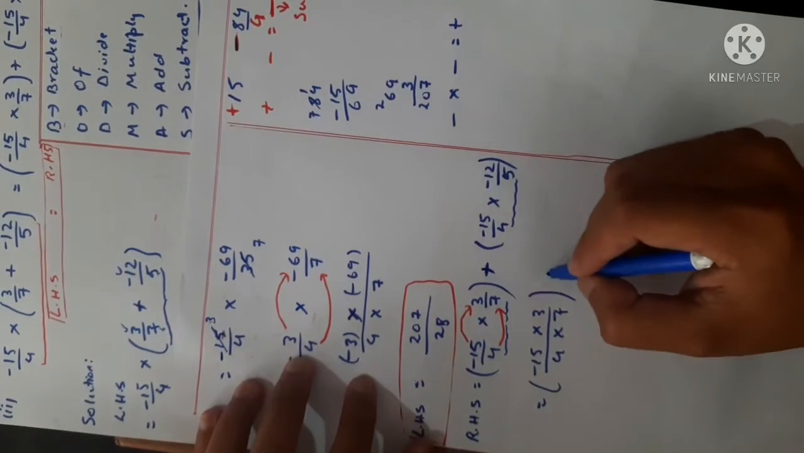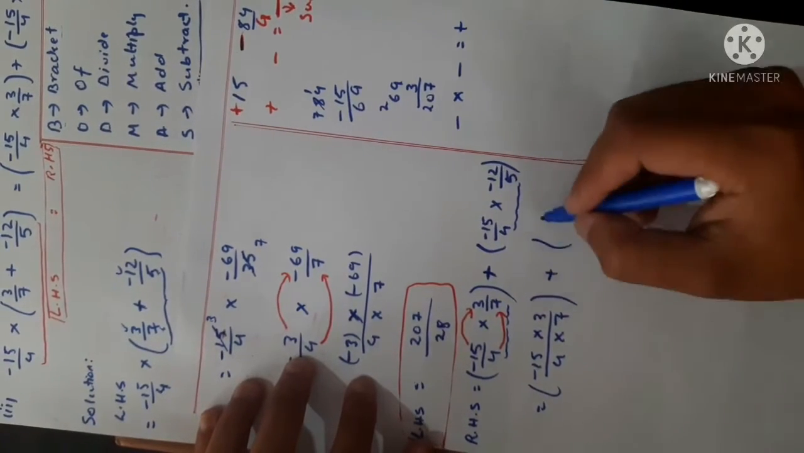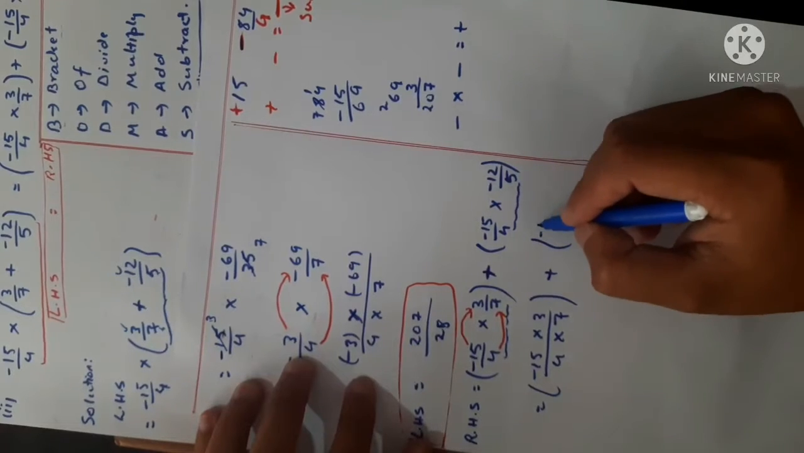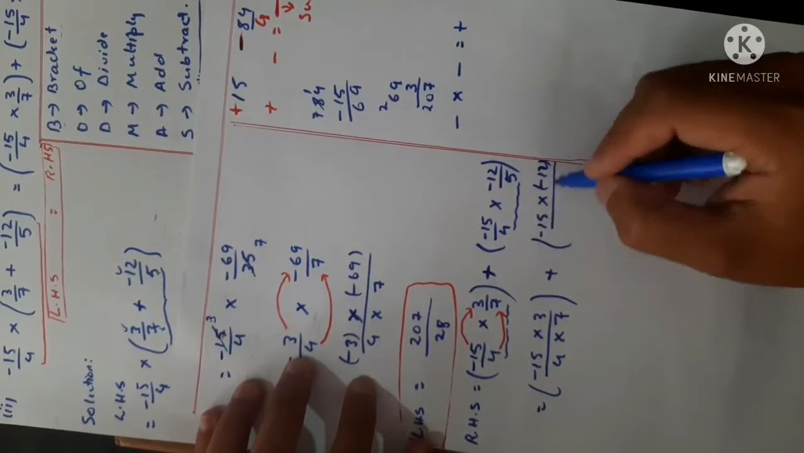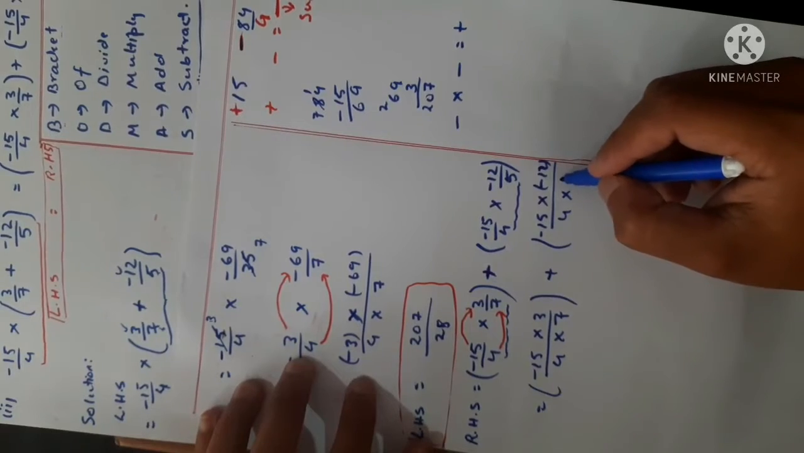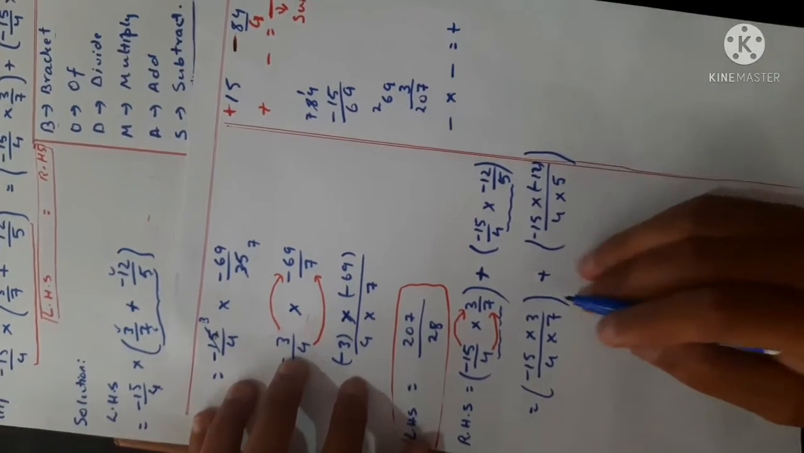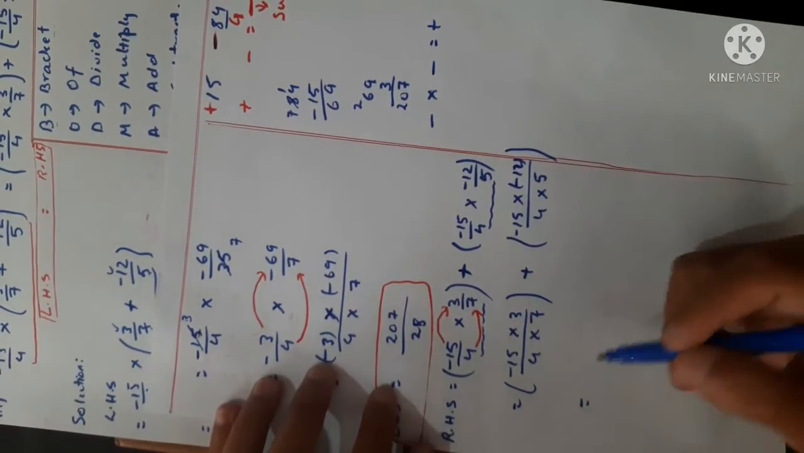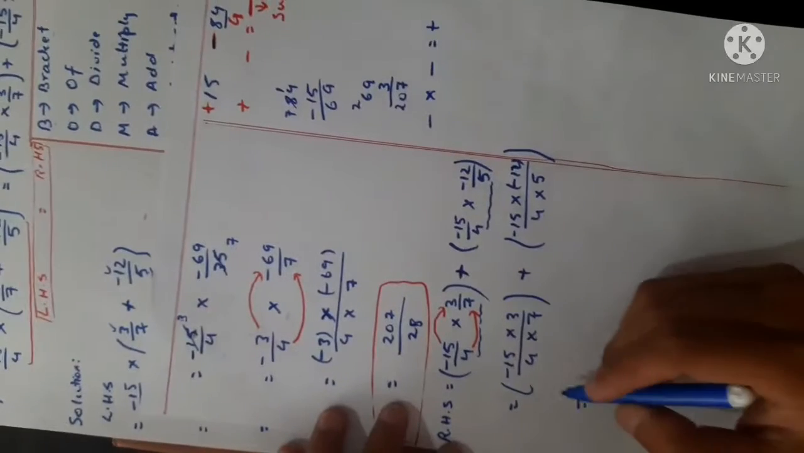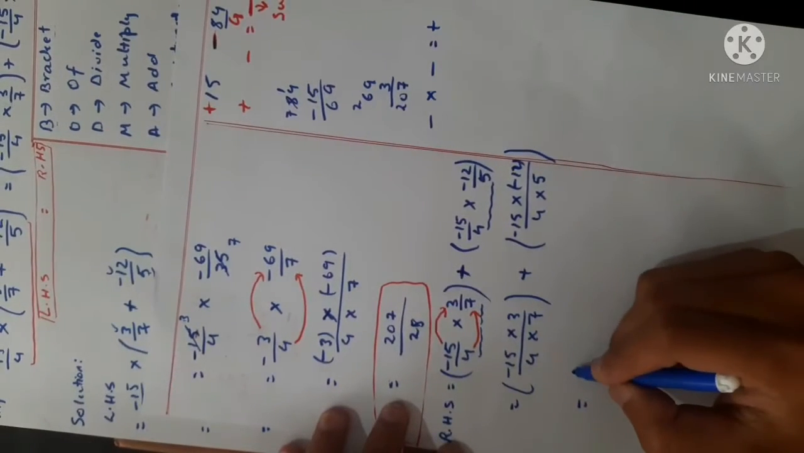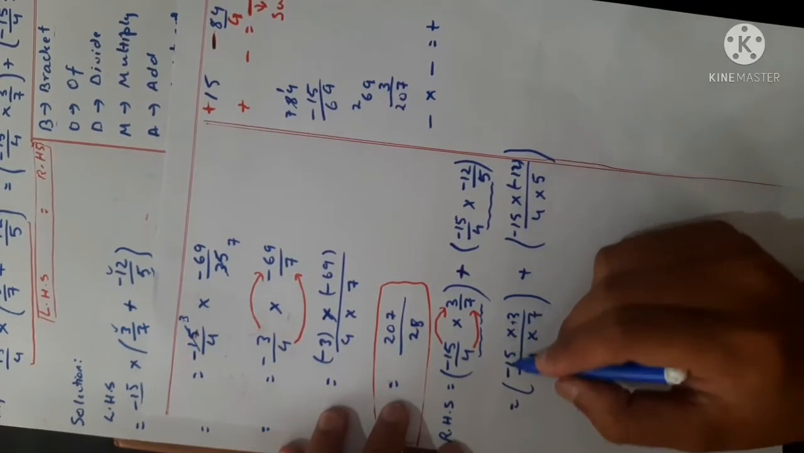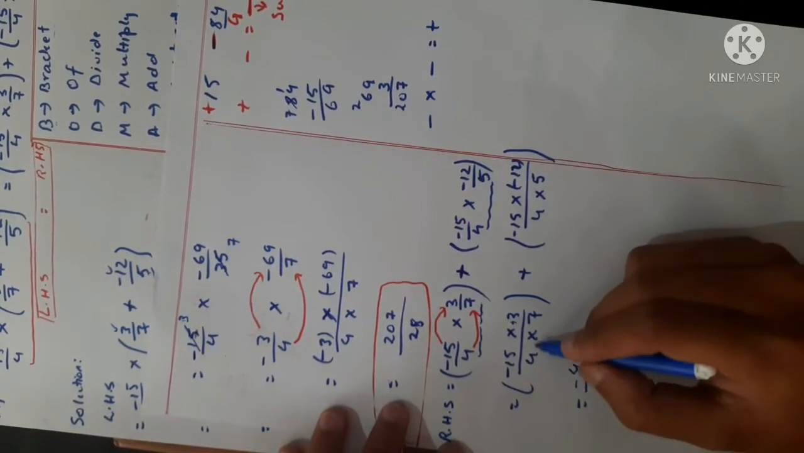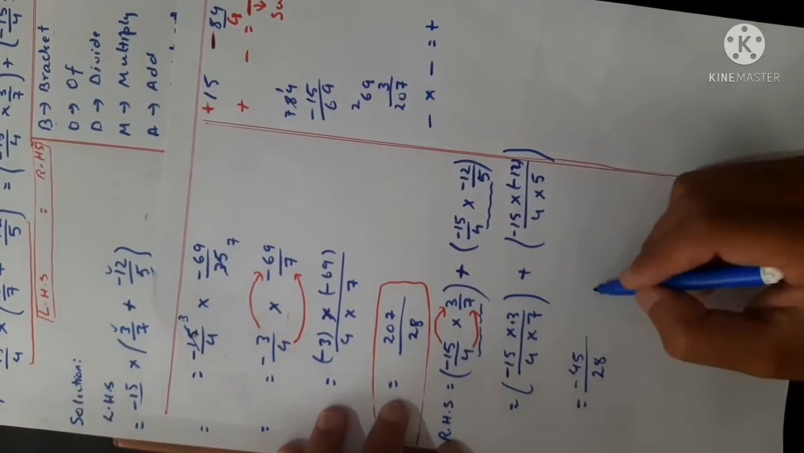This is a plus sign, so plus minus 15 multiply minus 12 divided by 4 multiply 5. Equal, so minus 15 multiply 3. 3 multiply 15, we will get 45. This is a minus, this is a plus, isn't it? So minus into plus, we have minus. 4 multiply 7, we will get 28.